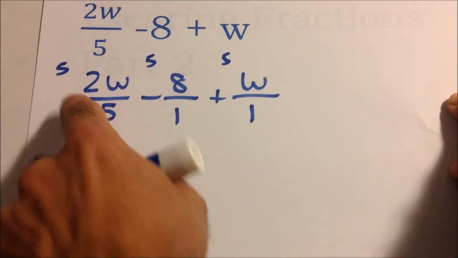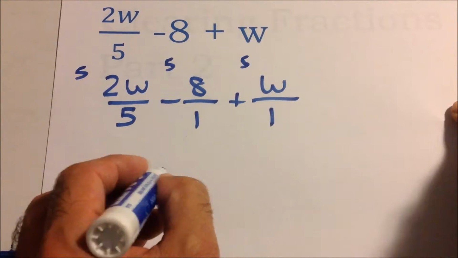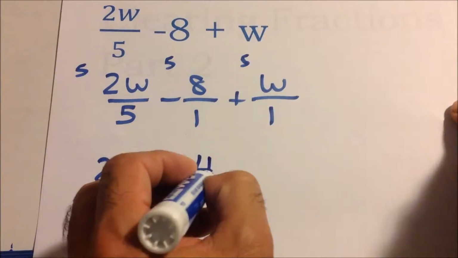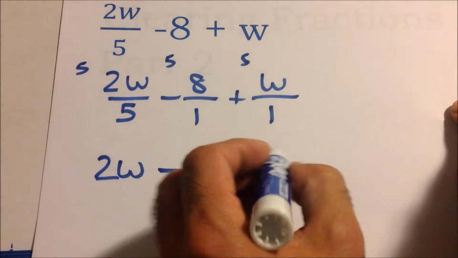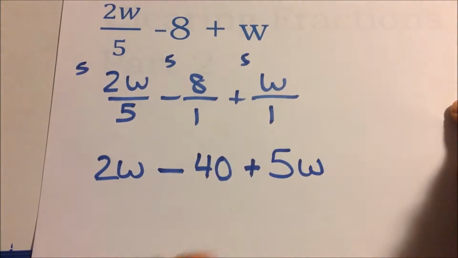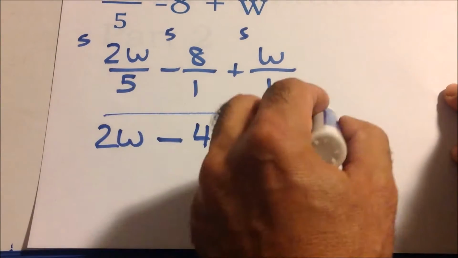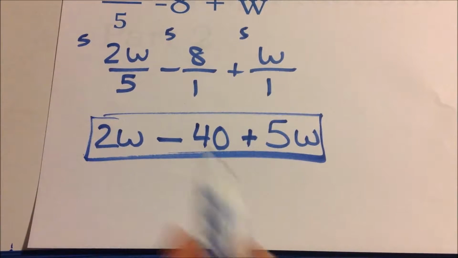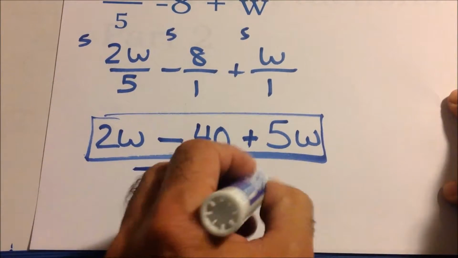And 5 goes into 5 once, right? And so we'll just be left with 2w. 1 goes into 5 5 times, and 5 times 8 is 40. And 1 goes into 5 5 times, so 5 times w is 5w. Okay, so this is what we have, but we're not done yet. We can combine like terms. We can combine the 2w plus the 5w, and we'll have 7w minus 40.